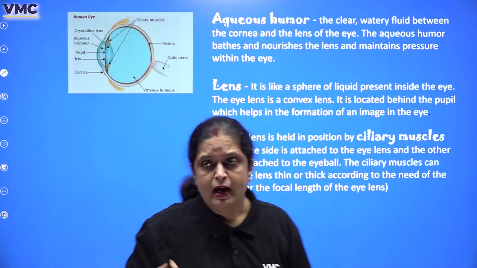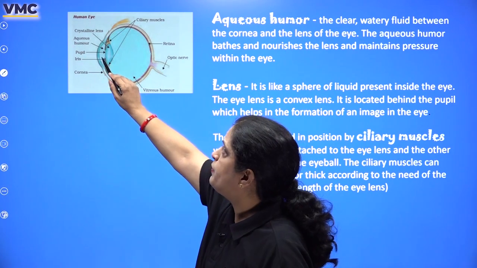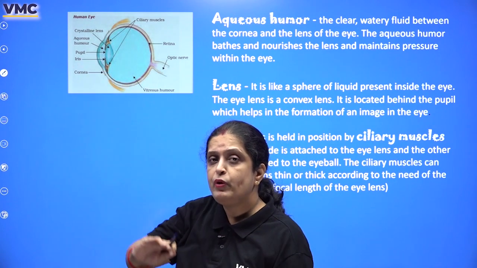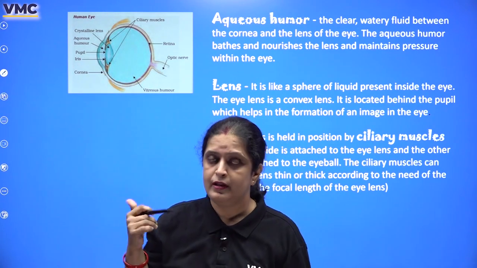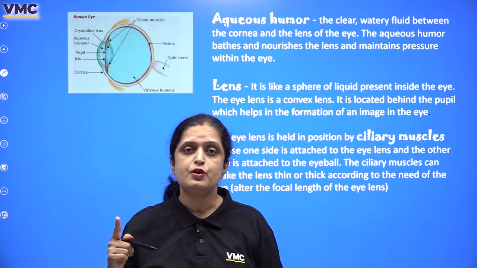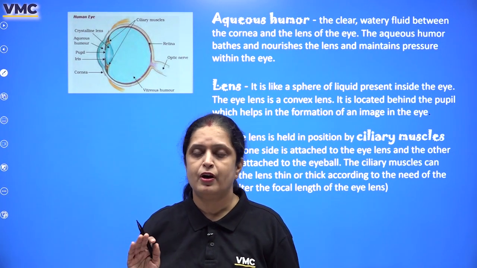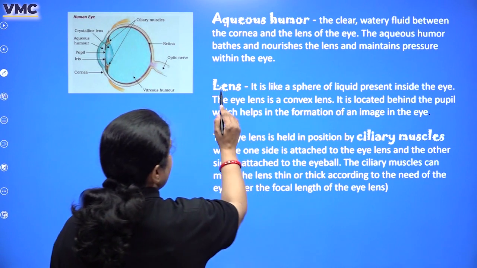Now, aqueous humor. As I told you, it is a jelly-like substance between the cornea and the pupil. This helps us give shape, this helps us protect from the pressure and ensures that the eye does not collapse, right? Now we have the lens.